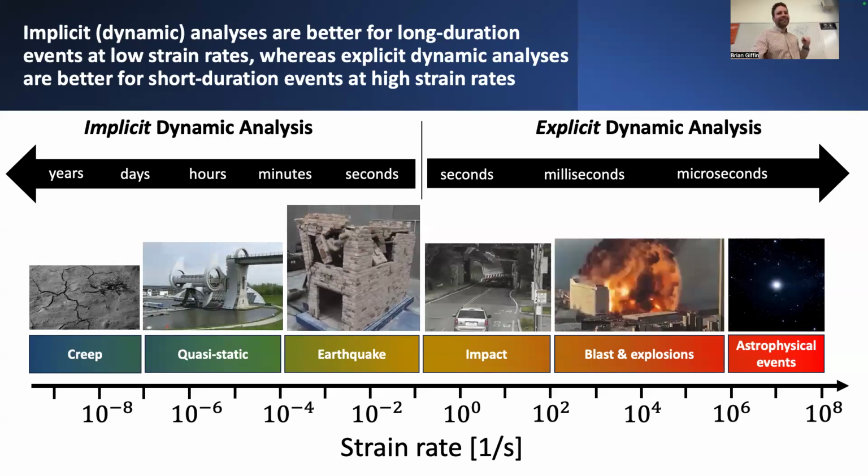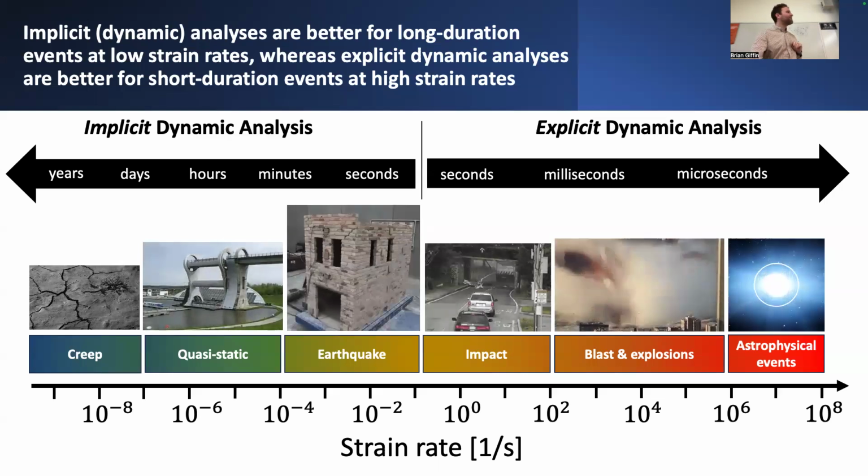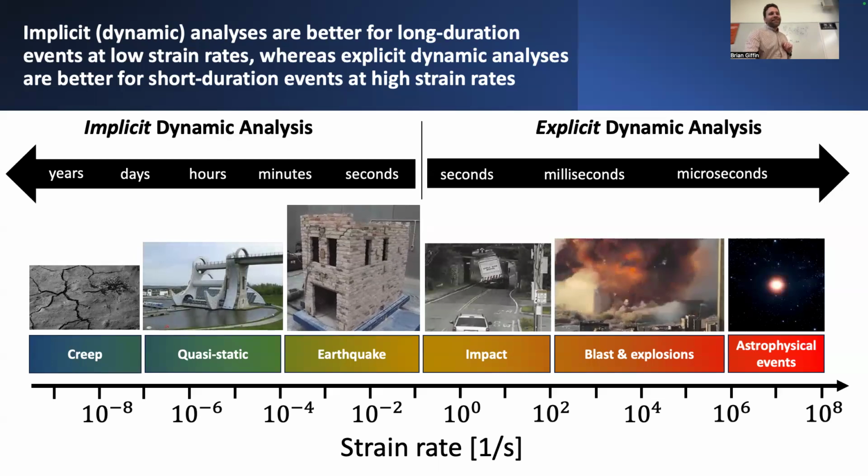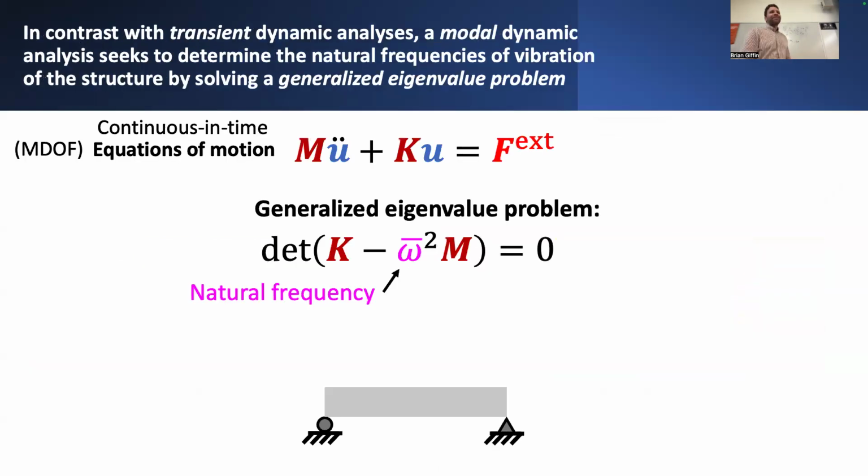Okay, so that's a lot of background on different types of implicit versus explicit dynamic analyses and when you would use them. But there's another type of dynamic analysis that's worth knowing about, and perhaps you already are familiar with it. It's modal analysis. Hopefully you have a little bit of background on this, so you'll be primed to understand some of the details.